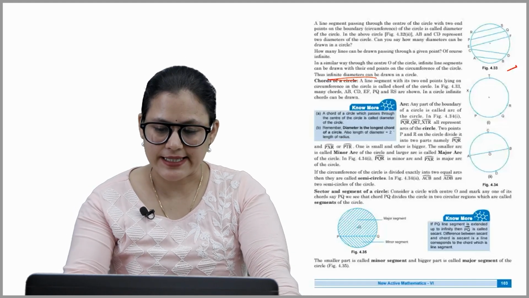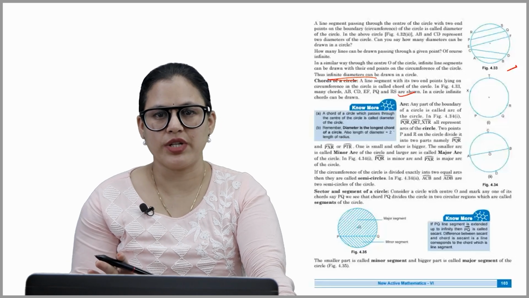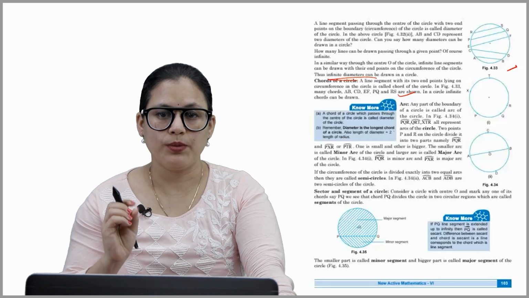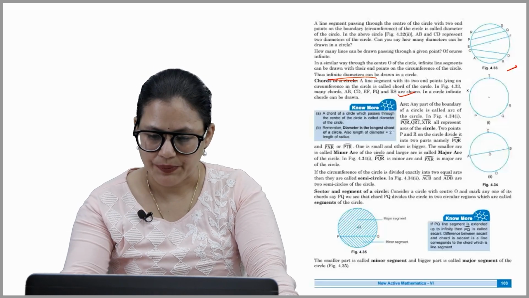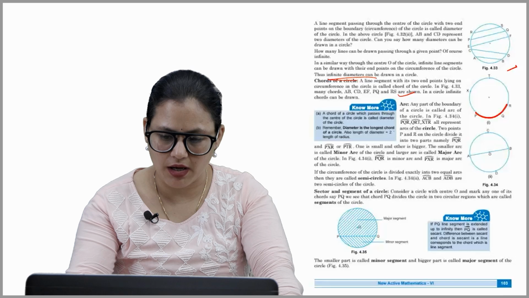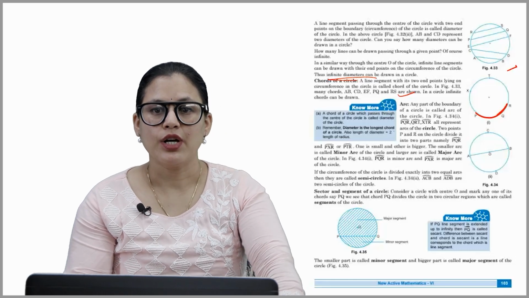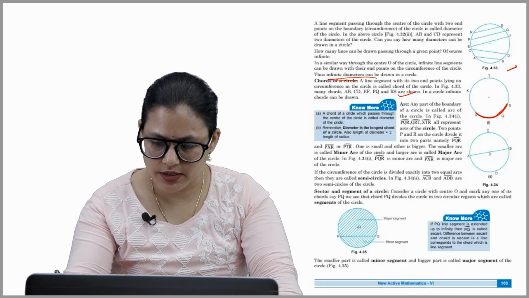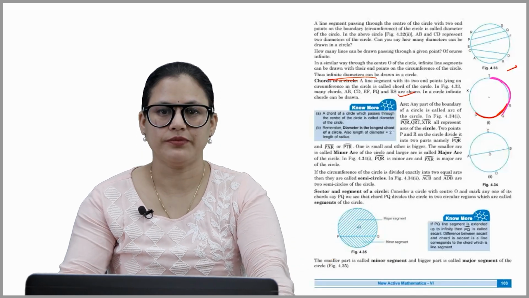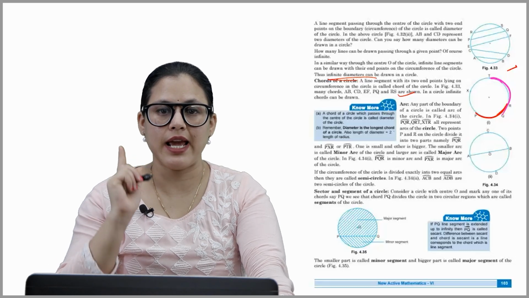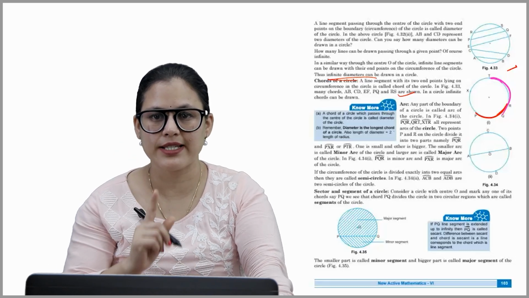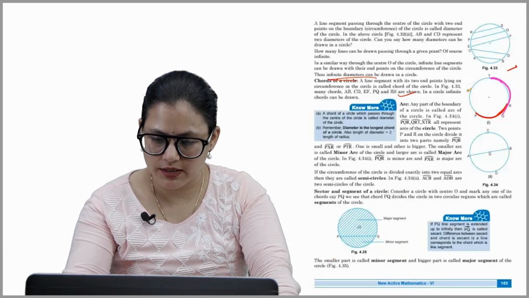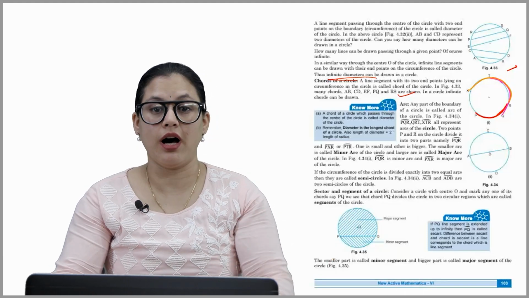Next is arc. Any part of the boundary of a circle is called an arc of the circle. In figure 4.34, first part, PQR. See, PQR, this is the arc. And QRT, this is also an arc, right? And XTR, this also represents an arc of the circle.